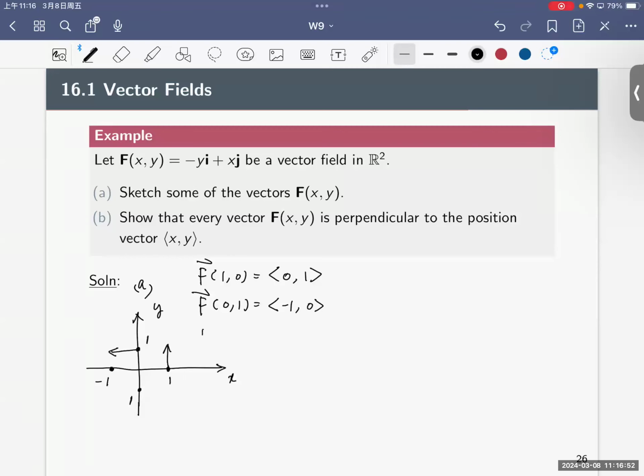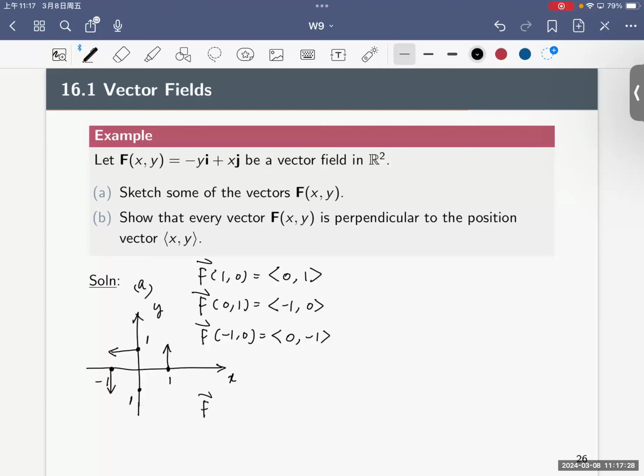I continue the process for the remaining 2 points. This point, -1, 0. The vector at this point: y is equal to 0, so the i component is 0. x is equal to -1, so this component is -1. So 0, -1. That means for this vector, I need to go -1 units along the y direction. So this is the vector.